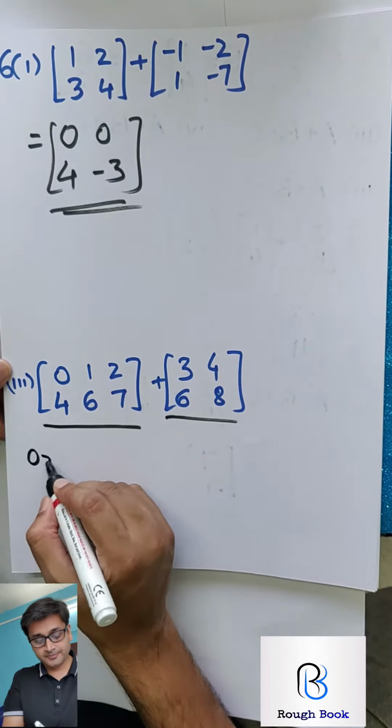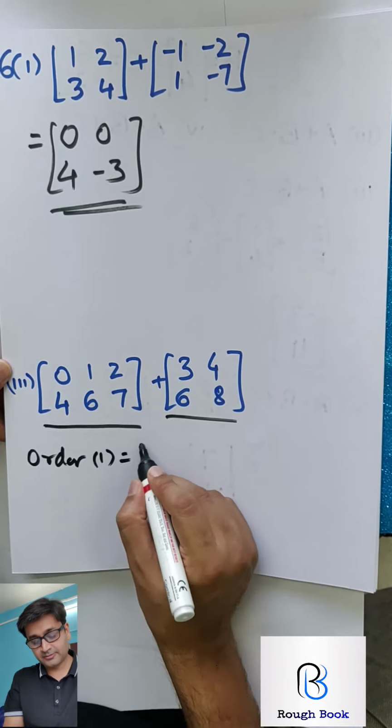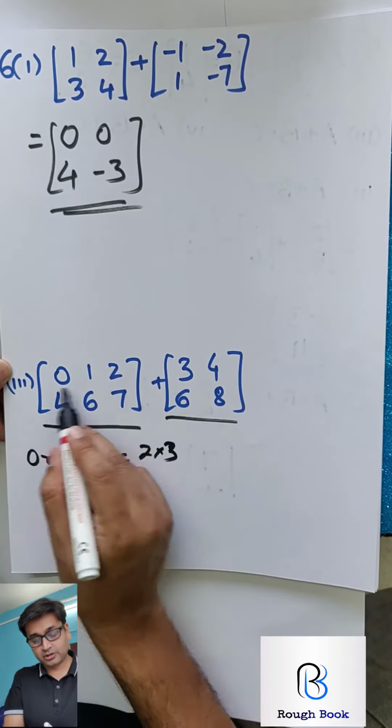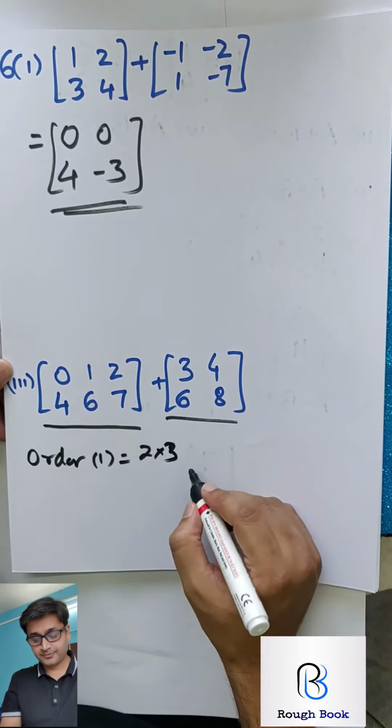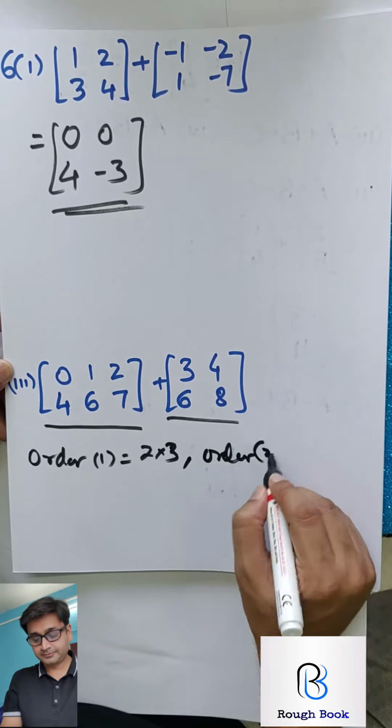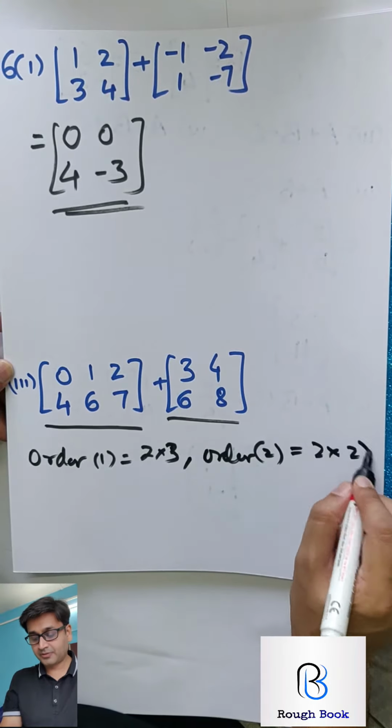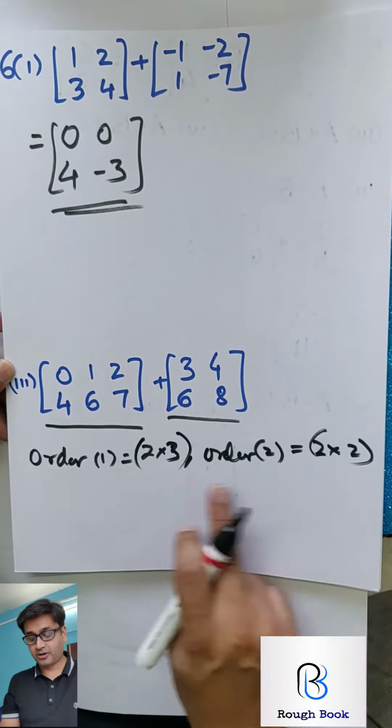So let's write the order. So order for the first one, 2 by 3. See, 2 rows and then 3 columns. And order for the second one is 2 by 2. Since the orders are different, they are not same.